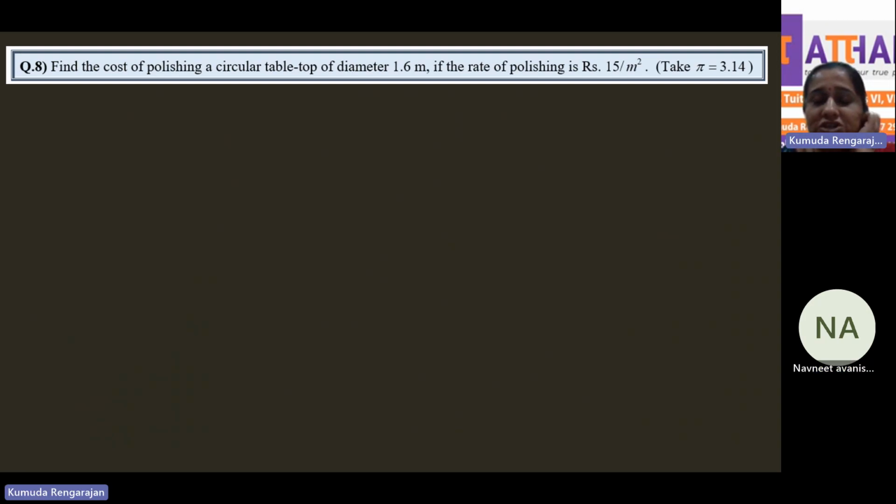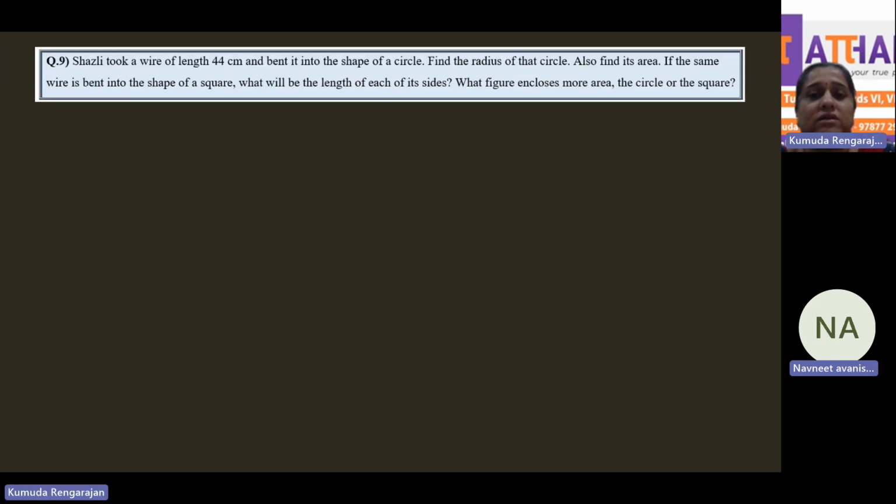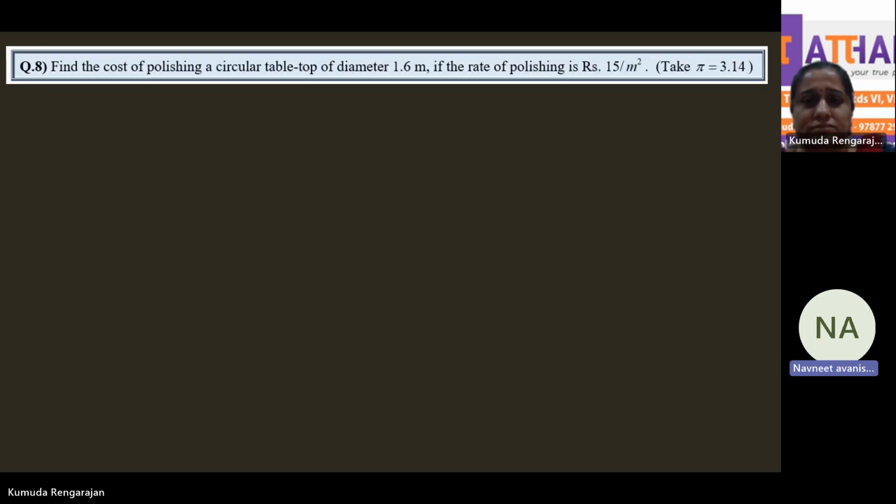Find the cost of polishing a circular tabletop of diameter 1.6 meters if the rate of polishing is rupees 15 per meter square. Have we done this, children? I don't think we have, correct? I think we did. Yes, we did this. Ma'am, no, ma'am, we didn't.